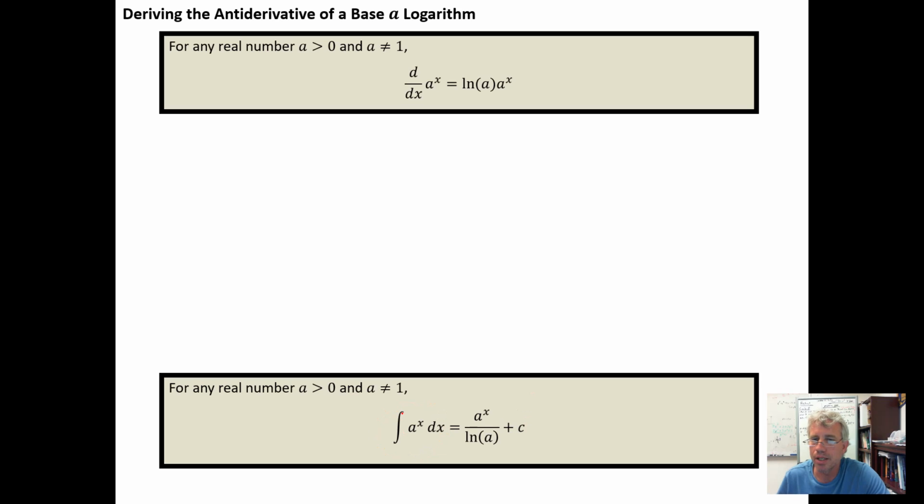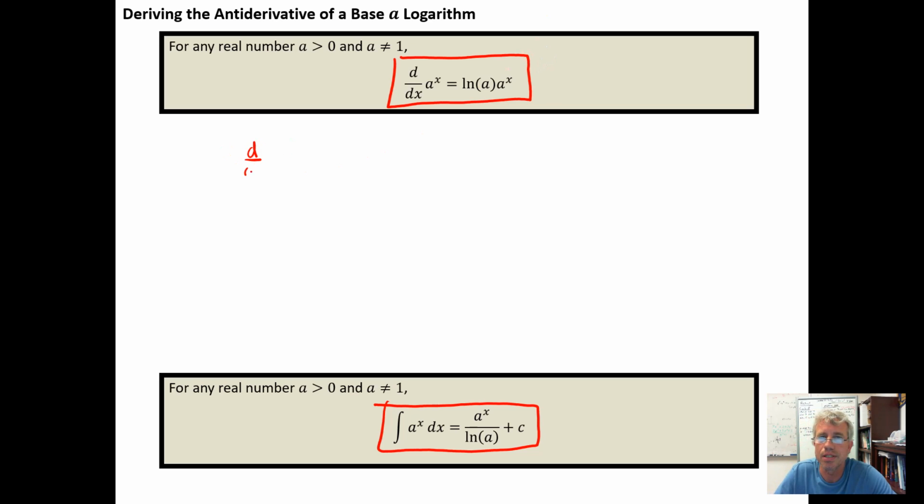And the way that we can get this formula for the antiderivative of a base A exponential function is by starting with our definition or formula for the derivative of a base A exponential function, a formula which we actually developed from scratch in a previous video. So if we start with the idea that the derivative d dx of base A to the x is equal to the natural log of base A times a to the x.